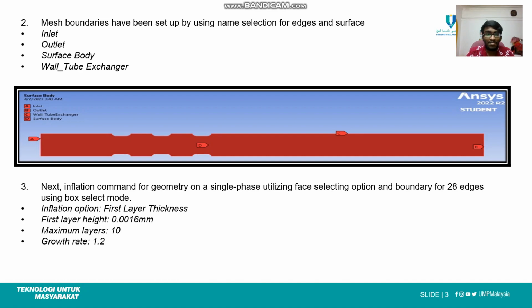For the third step, after the mesh boundaries, we need to input the inflation command for the geometry on a single face utilizing the face selection option, for the boundary of 28 edges totally, using box selection mode. For the inflation option, we select first layer thickness, which gives the height of 0.0016 mm. The maximum layers is 10, and then we have the constant rate of growth, which is 1.2.